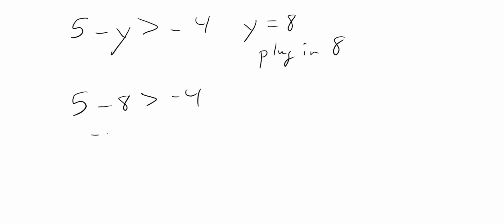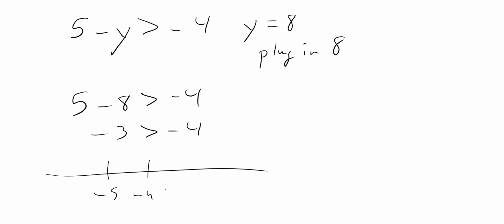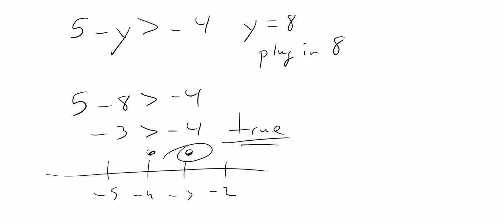Okay, and simplify it. So we get negative 3 greater than negative 4. Is negative 3 greater than negative 4? Of course it is. On the number line, here's negative 5, negative 4, negative 3, negative 2, and negative 3 is here, and negative 4 is here. So of course negative 3 is greater than that. So this is true. So if I ask you, is it a solution? You would say yes. It's a solution.